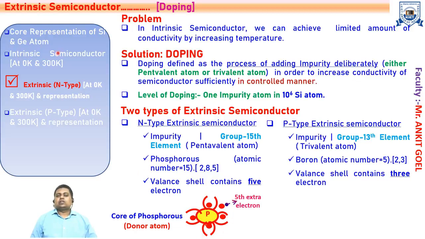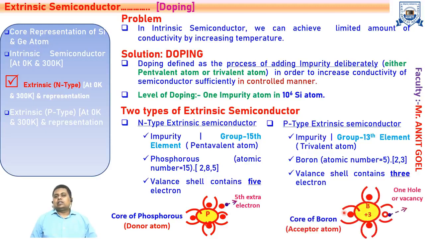So this is the core representation of the phosphorus, in which, out of the 5 valence electrons, 4 are shared with the adjacent silicon atoms and 1 is not shared with any silicon atom. Soon you will see that this will contribute to the conductivity. And this is the core representation of the boron, in which this vacancy shows that it is ready to accept 1 electron from the structure, right?